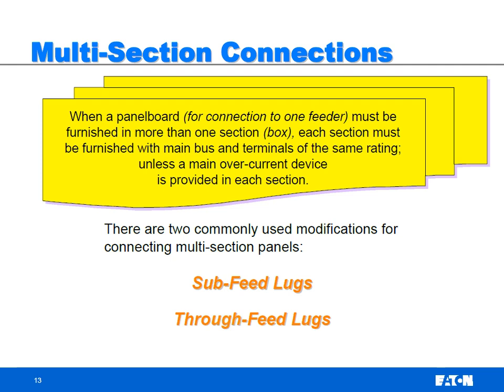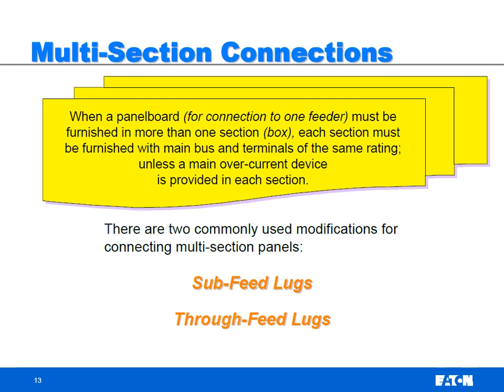So when a panel board connected by one feeder or one cable feed needs to be furnished in more than one section or one box, each section must be furnished with the main bus and terminals of the same rating, unless a main breaker or fuse is provided in each structure. So normally when I think multi-section, you're not having main breakers in each structure. That kind of defeats a lot of the purpose. So one feeder into one panel board, which then feeds another panel board and maybe even another panel board. All those panel boards that are multi-section have to carry the same rating.